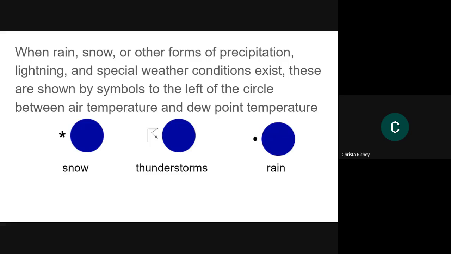You do not always have a precipitation code. If there's no precipitation, there's not going to be anything over there. Like I said, an asterisk or a star, that's snow. This is supposed to represent a lightning bolt, so that's a thunderstorm. And you can have sometimes 1 or 2 dots, that's rain. That looks like a comma, that is a drizzle. If it's got a triangle underneath this, then that is a heavy rain shower.